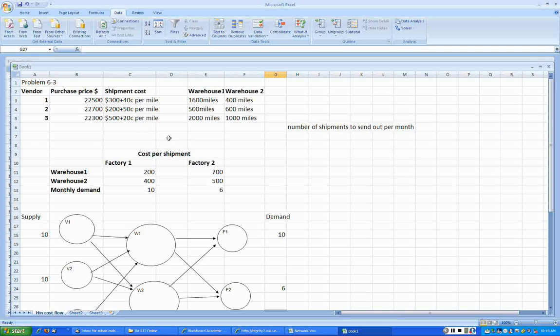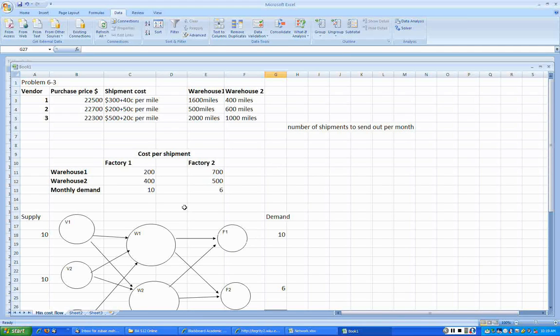So the cost of shipment would be $300 flat fee, plus 40 cents per mile times 1,600 from vendor 1 to warehouse 1. Then for warehouse 2 it would be 300 plus 40 times 400. So that is the cost information that we need. But what we want to minimize is the total cost of procurement, not just the shipment. That includes the purchase price as well as the shipping cost. So the total cost is what we want.